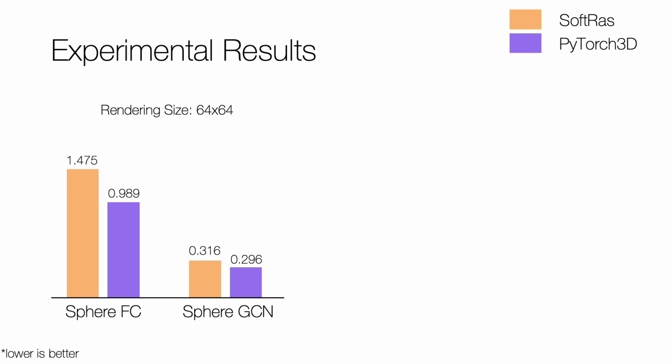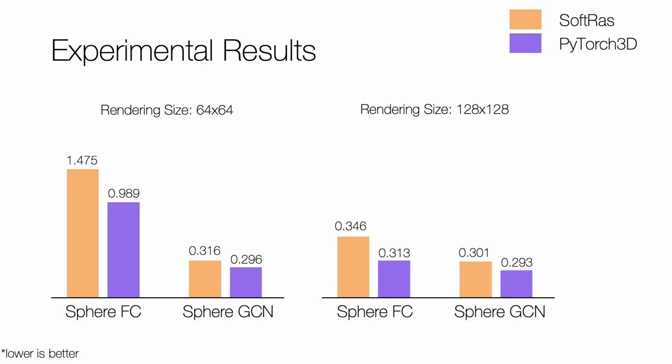To push performance even further, we deviate from the SoftRas setting and render at higher resolutions. We notice that both Sphere FC and Sphere GCN improve with higher rendering resolution, showing that resolution is important when using renderers, even for a simple dataset like ShapeNet. This emphasizes the need for rendering pipelines to gracefully scale to higher resolution, and PyTorch3D does.